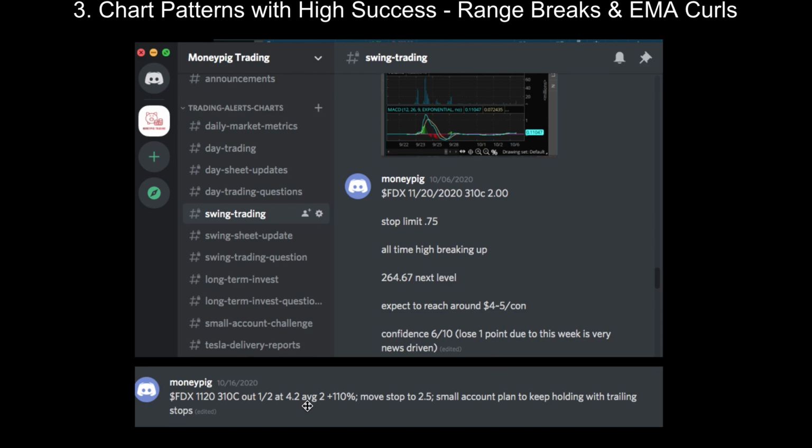And then about 2 weeks later, 16 days later, the price is actually moving in our favor because this is a strong chart pattern again: all-time high breakthrough, EMA curl, range break. And as we expect, the swing trading position returns 110%, and that's the time we take out half of the position and move the stop way above the entry price to protect our profit, holding the remaining half of the position for a free ride, hoping we'll get more profits.